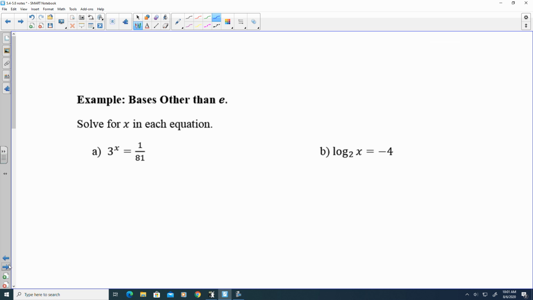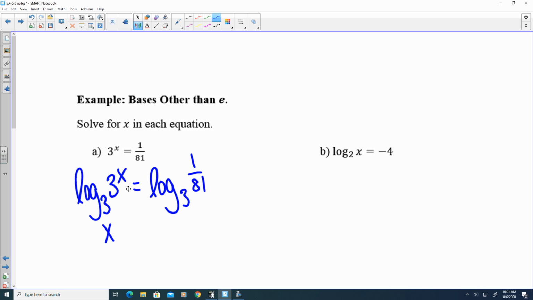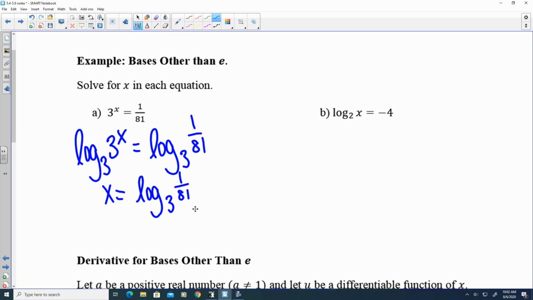So let's just first start with some algebra and solving for x in these exponential or logarithmic equations. So the first one, if I want to get x out of that exponent, I need to do log base 3 to both sides to get rid of the 3 exponential base. On the left, everything cancels except for the x. On the right, I need to simplify that.